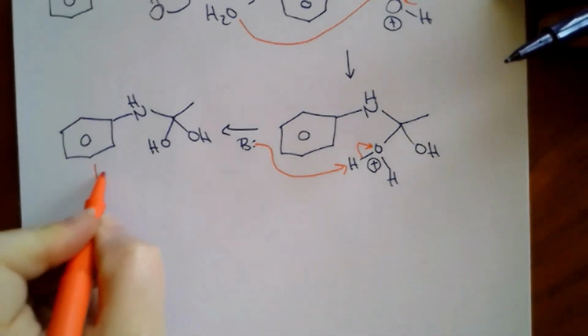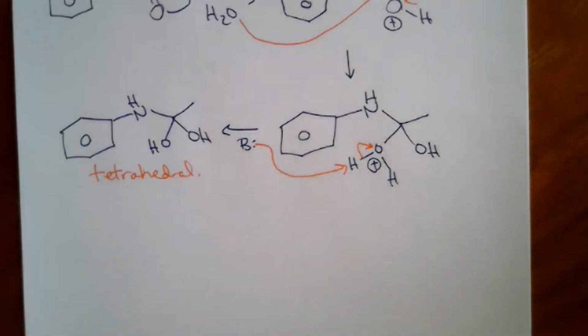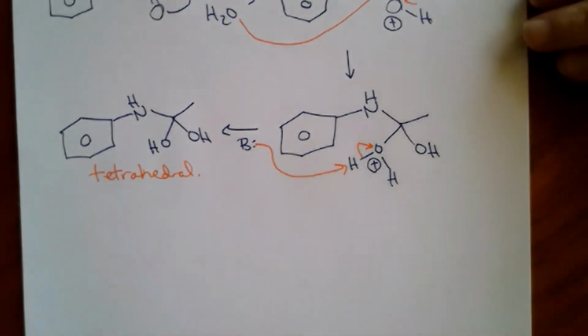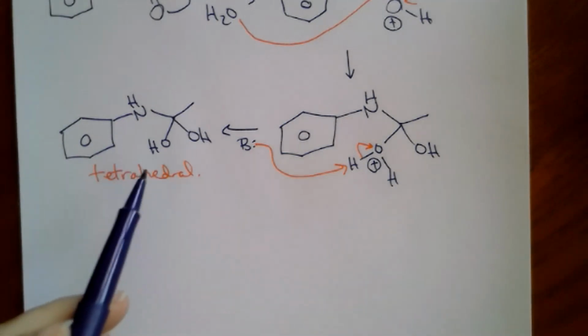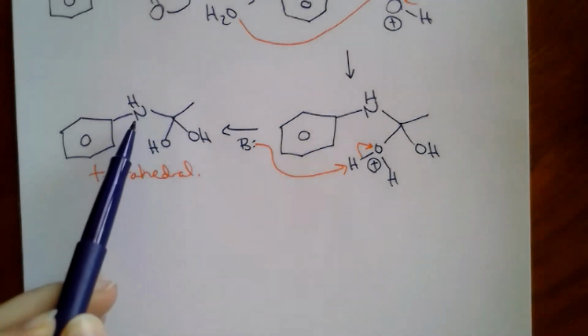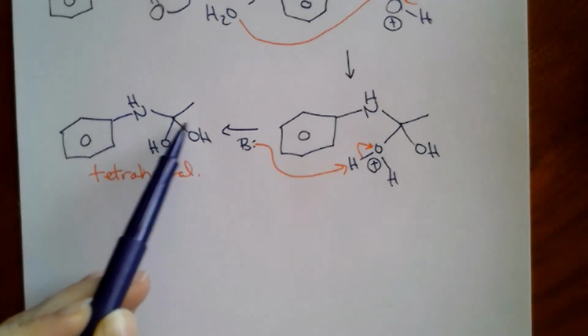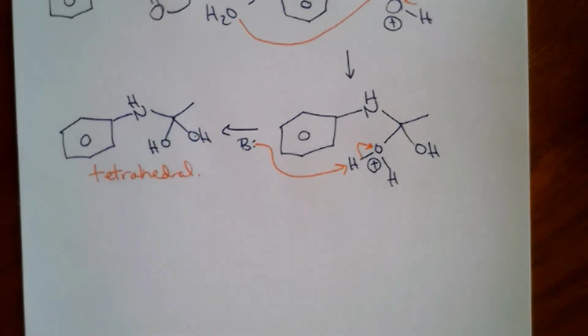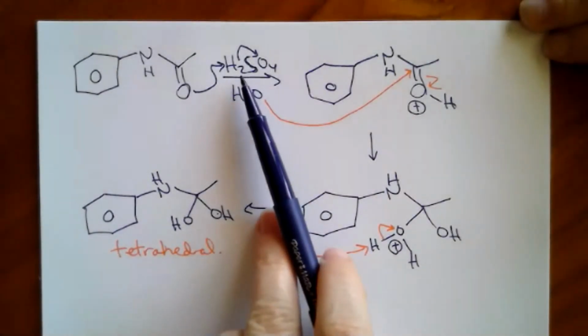Hopefully this is familiar. It's a neutral tetrahedral intermediate. From here, we're gonna want something to go away, but nothing can go away from this neutral intermediate, because if I lost this, I would be losing an N minus. If I lost this, I'd be losing an O minus, carbon minus. We don't like any of that, especially when the reaction is catalyzed by acid.